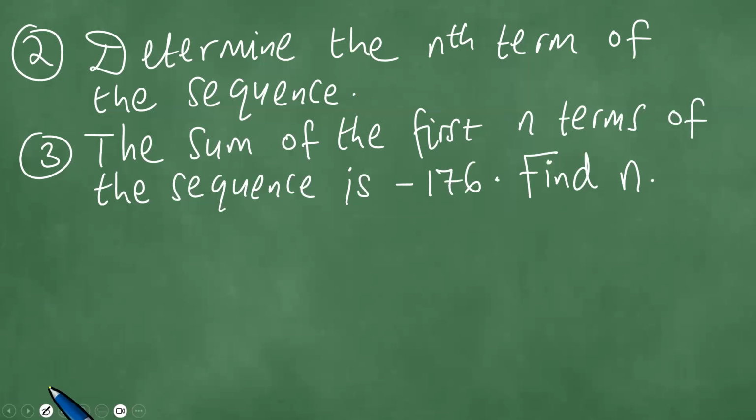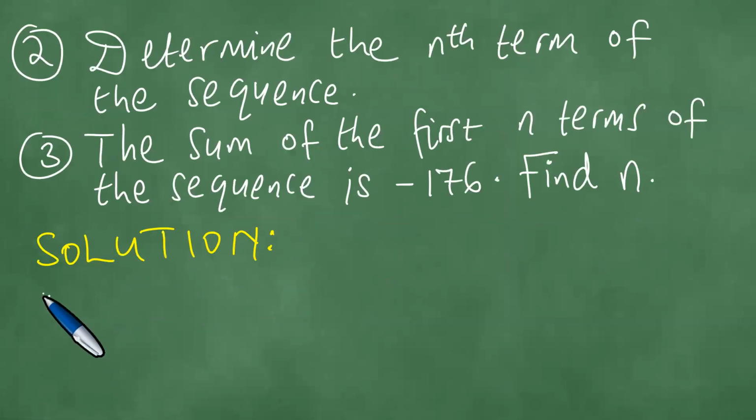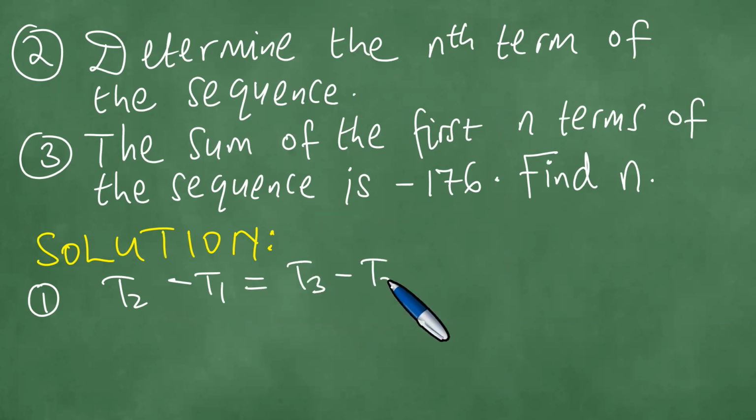We look for the solution to this. So we continue. The first three terms of an arithmetic sequence are these. Determine the value of x and then write down the values of the first three terms. So we need to first find the value of x. So to find the value of x, we must say T2 minus T1 is T3 minus T2.